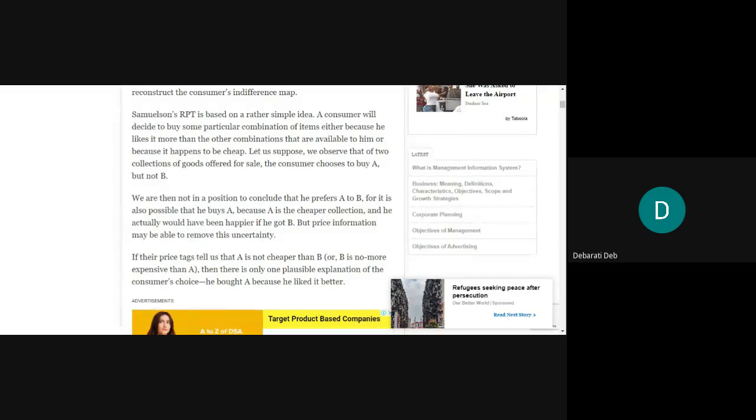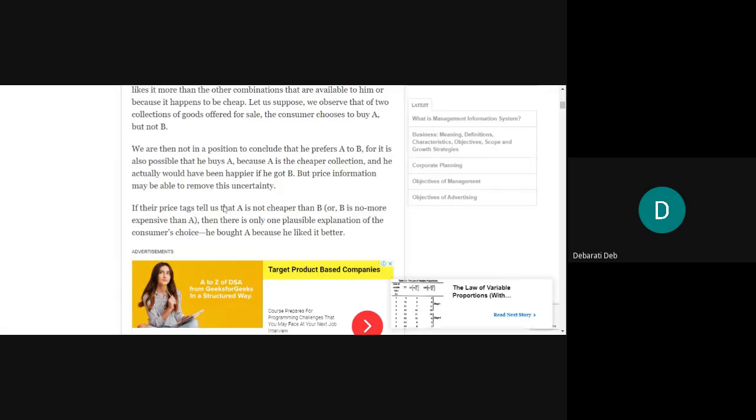Let us suppose that we observe two collections of goods which have been offered for sale, and the consumer chooses to buy A but not B. That was our assumption. We are then not in a position to conclude that he prefers A to B. For it is also possible that he buys A because A is the cheaper collection and he actually would have been happier if he got B. But price information may be able to remove this uncertainty.